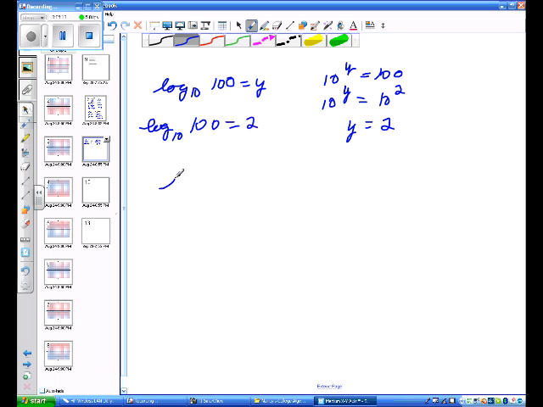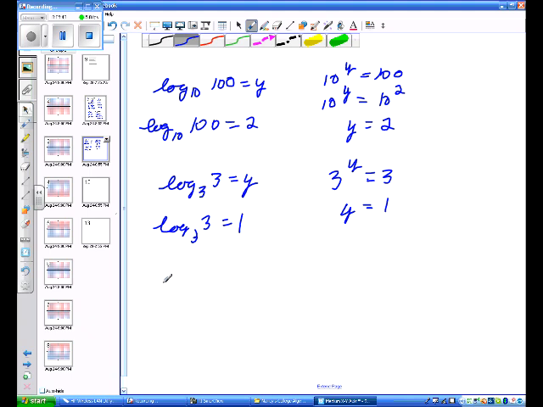If we have log base 3 of 3, and we want to know, well, what does that equal? We want to evaluate it. So writing it in exponential form, 3 to the y equals 3. Well, our bases are the same, so that means that our exponent had to be 1. Or log base 3 of 3 equals 1.